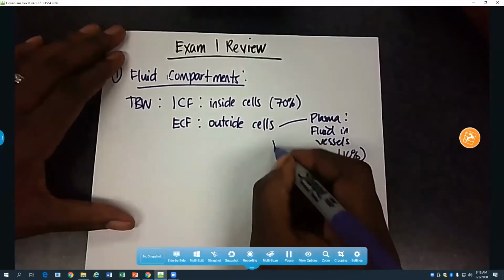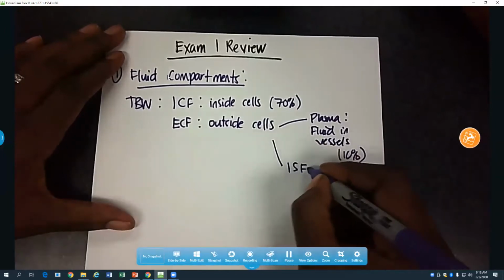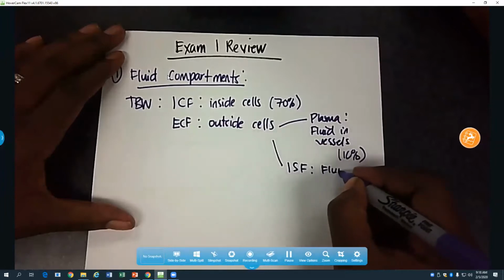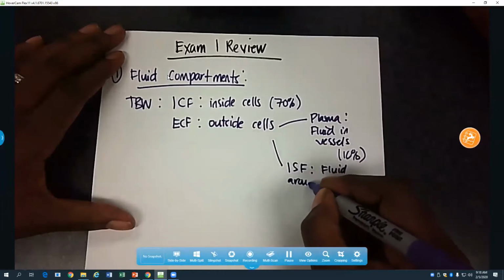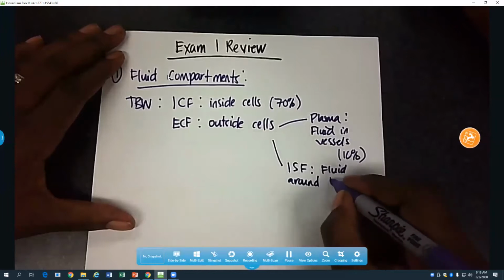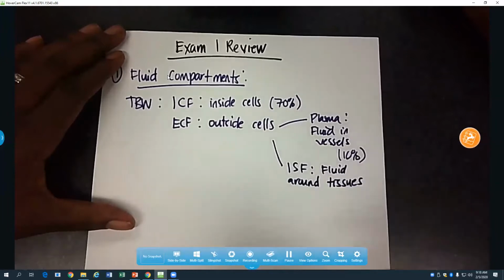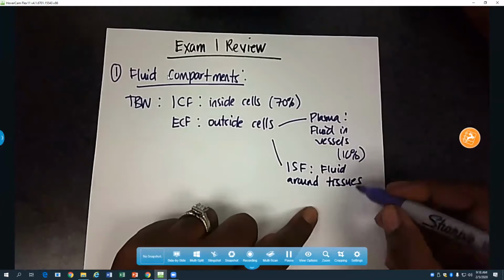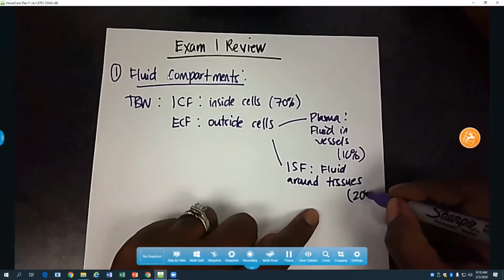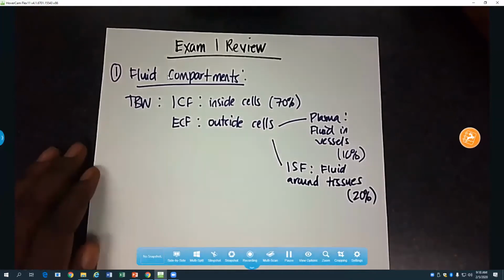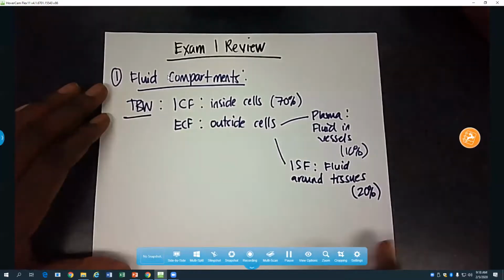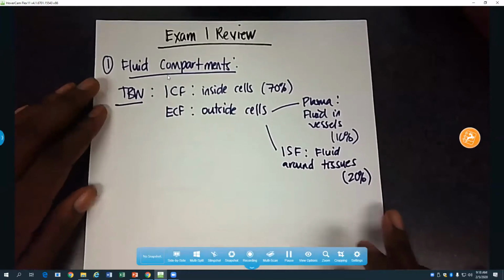And we also said this had the interstitial fluid, which was the fluid around tissues. So not in vessels, not in cells. And this is a larger chunk of that extracellular fluid. So of that 30%, about 20% or so. Okay, so just to remind us of our fluid compartments and the relative proportions there.